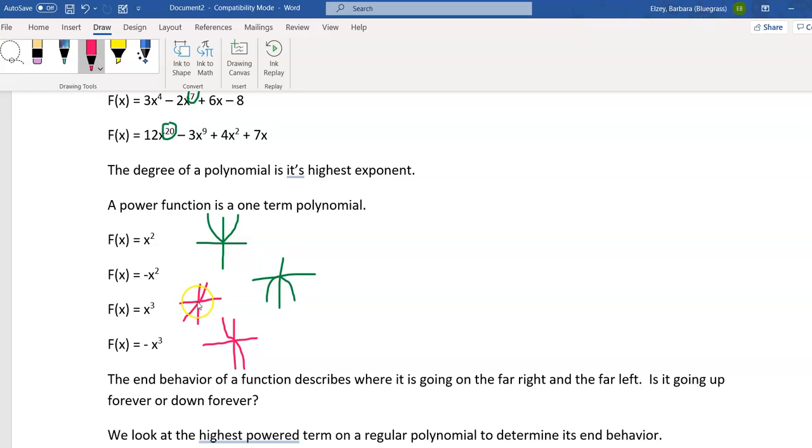If I go the opposite way, though, as my x values go to negative infinity out on the left side, my y values go to negative infinity. And if we look at negative x cubed, as my x values get bigger out here to the right, my y values go down forever into negative infinity. And the opposite is true over here. As my x values go into negative infinity, as they get smaller and smaller to the left, the y values go forever upward, or go into positive infinity. This is called end behavior.